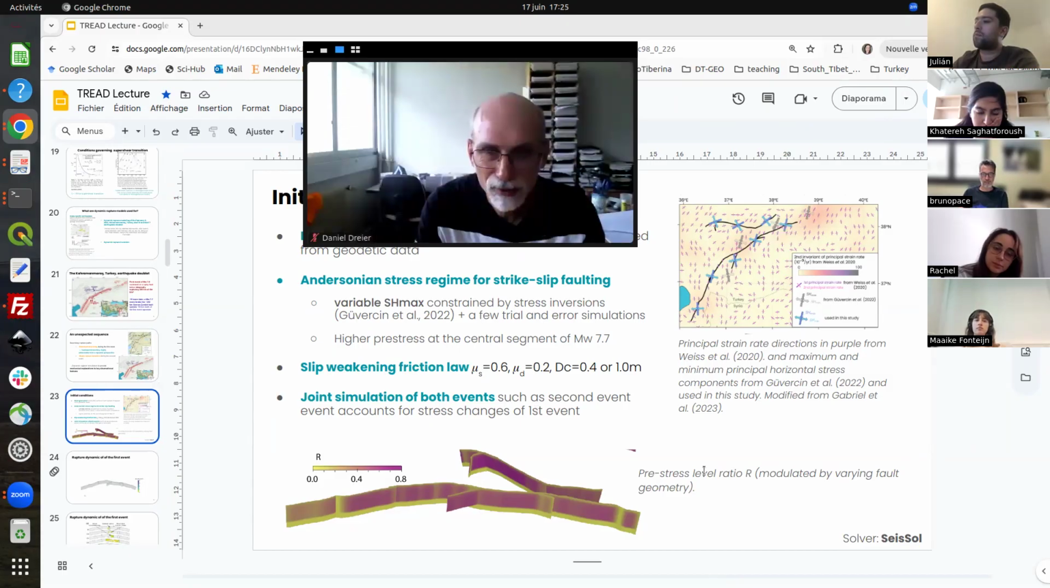Mathilde, this orientation that you're showing, is it based on what type of measurements? Stress tensor inversion. So focal mechanisms? Yeah. Okay.